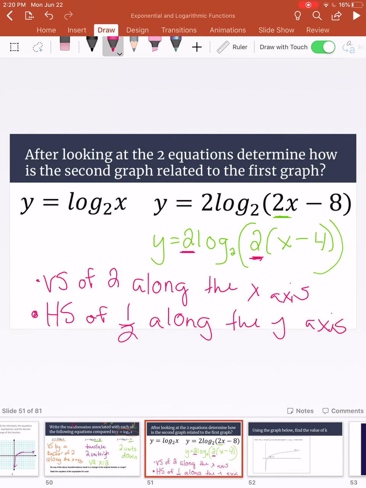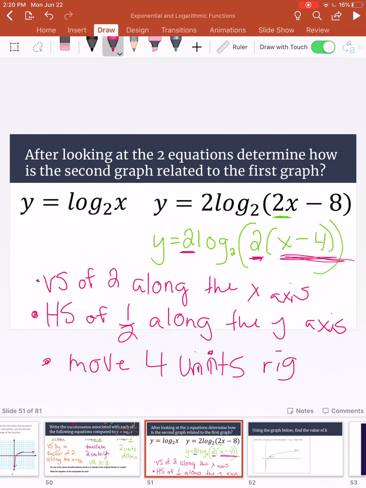Okay, and then because I'm replacing the x with x minus 4, that just means I'm going to move this graph 4 units right. Oh, apparently I don't know how to spell units. There we go. All right, and those would be my transformations.